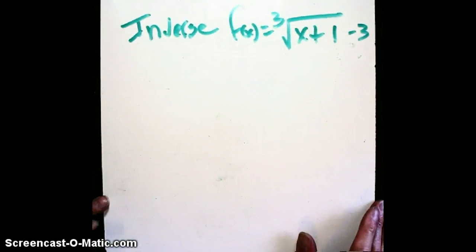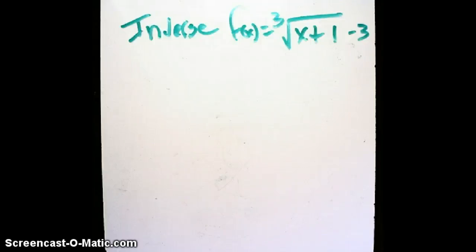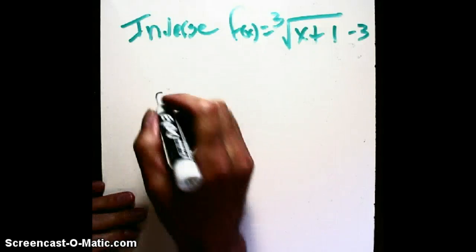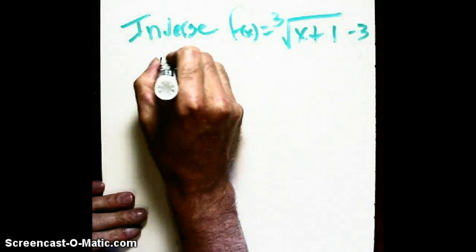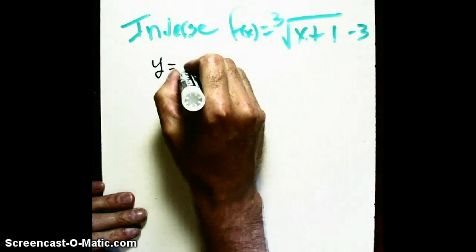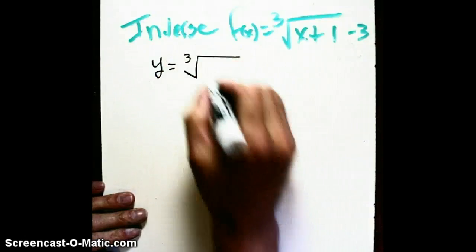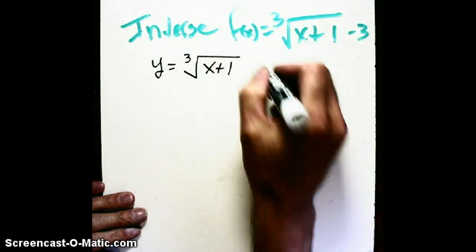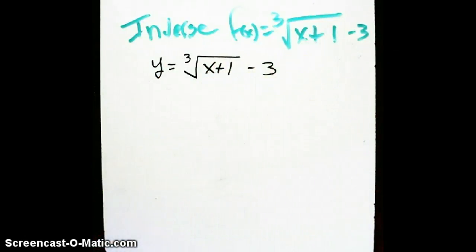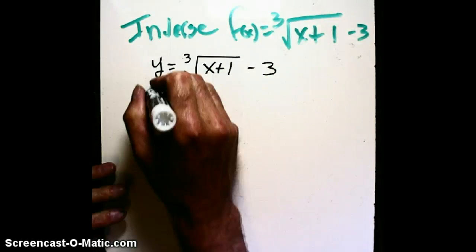Okay, we're going to call this bonus problem. Can you find the inverse of that function? That's a very good question. All right, remember the steps? Step number 1, y is equal to the cubed root of x plus 1 minus 3. Second step, switch the x and the y.